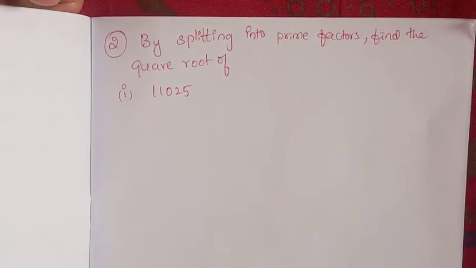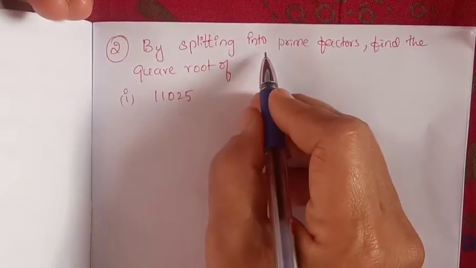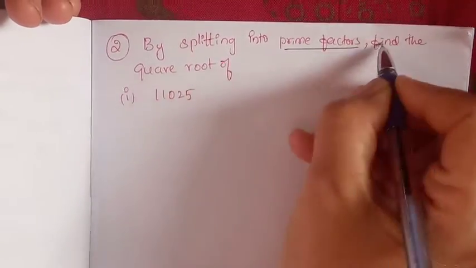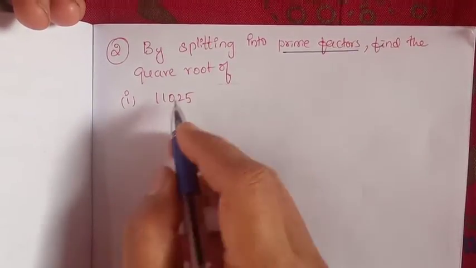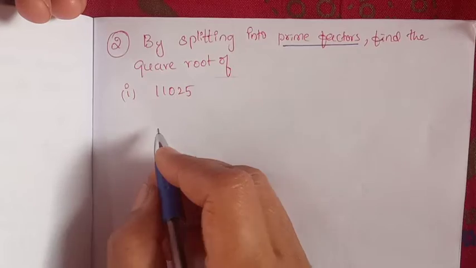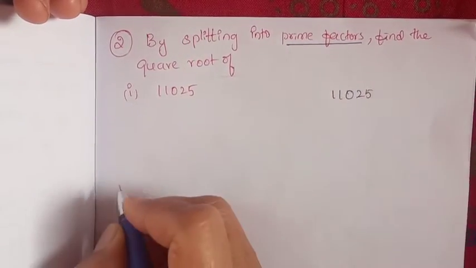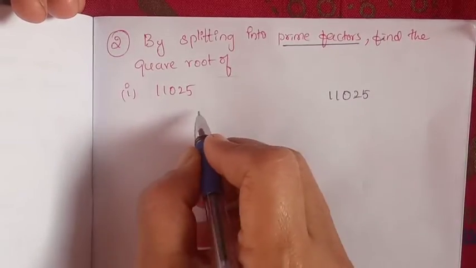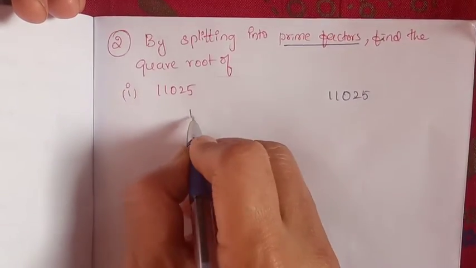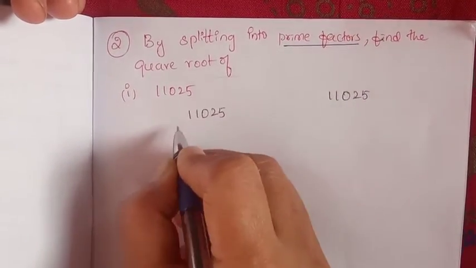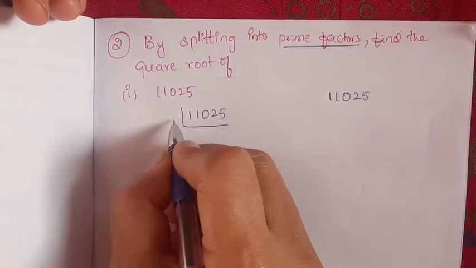Okay, second bit. By splitting into prime factors, find the square root of 11,025. Okay, 11,025. This is a main problem, children. This is not rough work. We will do it here only. This is the main part of the solution.